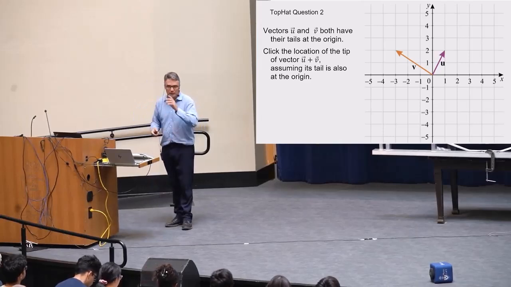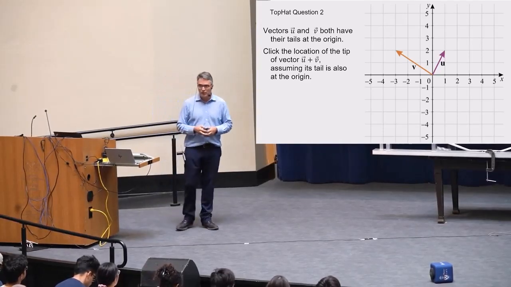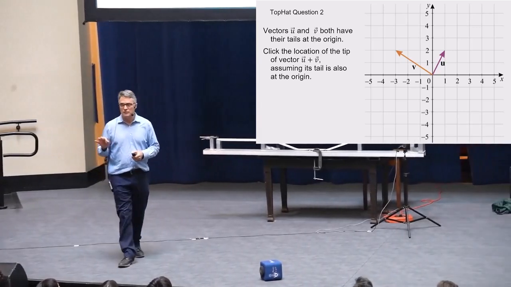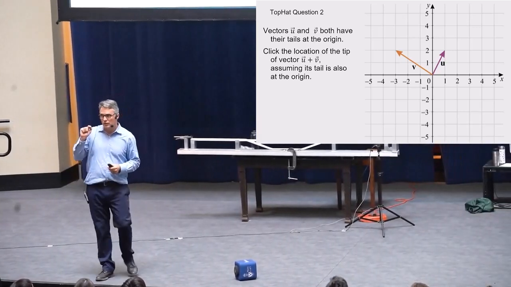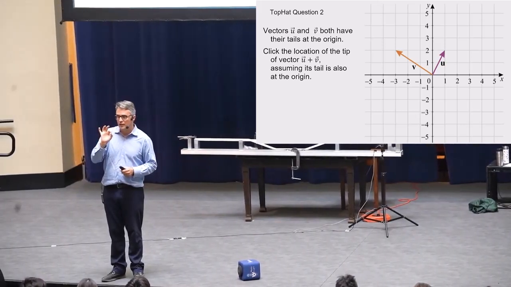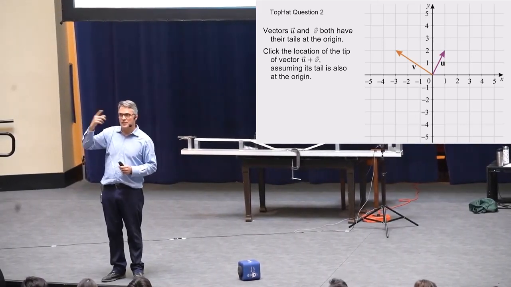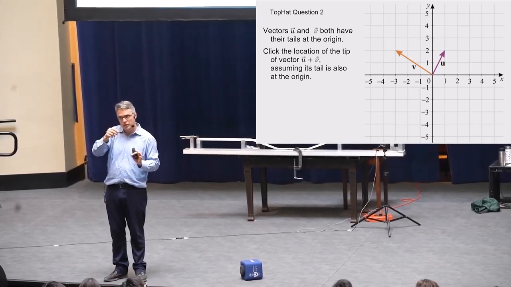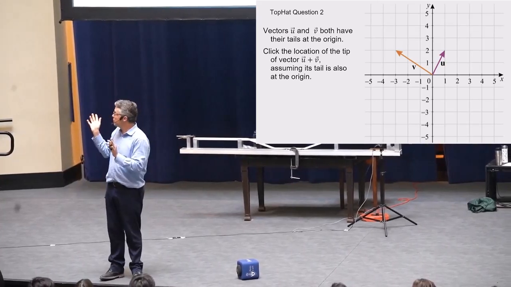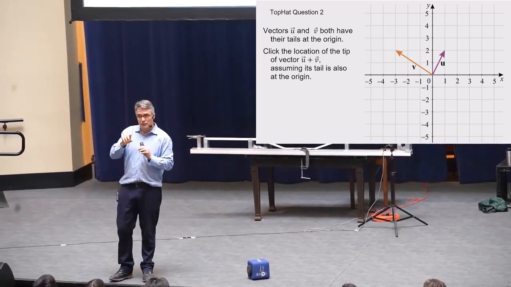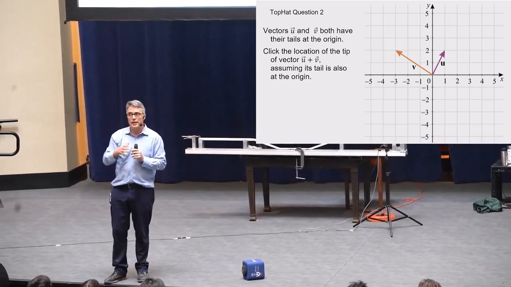So this one is not a multiple choice question. What it's going to be showing you on your screen or on your phone is asking you to click your finger on where you think the tip of the sum vector is. Just like I did in that animation, you've got these 2 vectors starting from the origin. The sum of u plus v, if it starts from the origin, where should it end up?